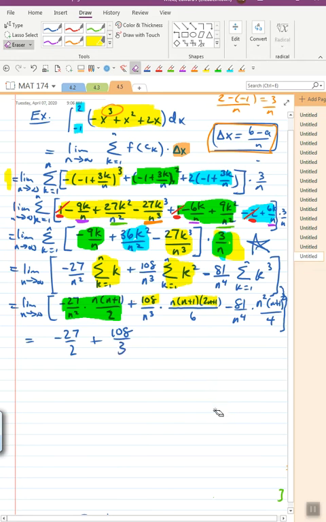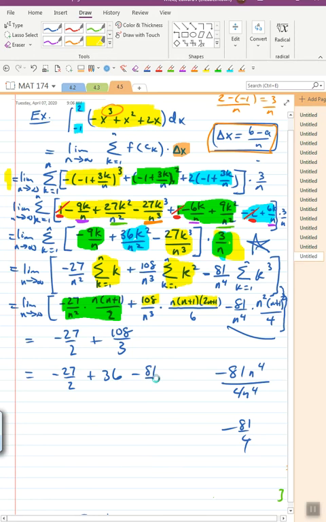Same thing on this last one. Yeah, 108 over 3 does come out to 36. So that one's nice. Yeah, definitely n to the fourth in this last one. It's going to be negative 81 n to the fourth for the leading term at the top, and looks like 4 n to the fourth in the bottom. So it looks like negative 81 over 4. Look good?